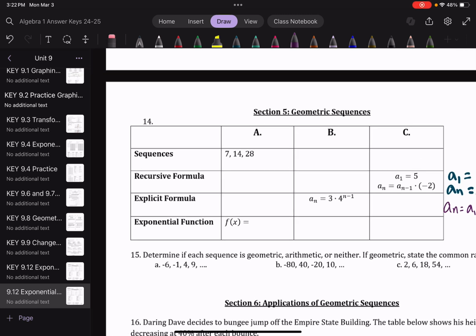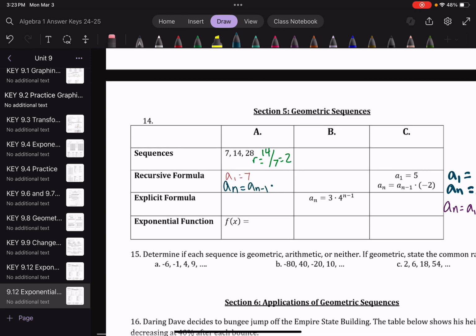For my sequence, so I'm looking at my columns here. So column A, I've got 7, 14, and 28, meaning that my initial value, a sub 1, is equal to 7. And my r value here I can find by doing the second divided by the first, which is going to be 2. So therefore I have a sub n is equal to a sub n minus 1 times 2.